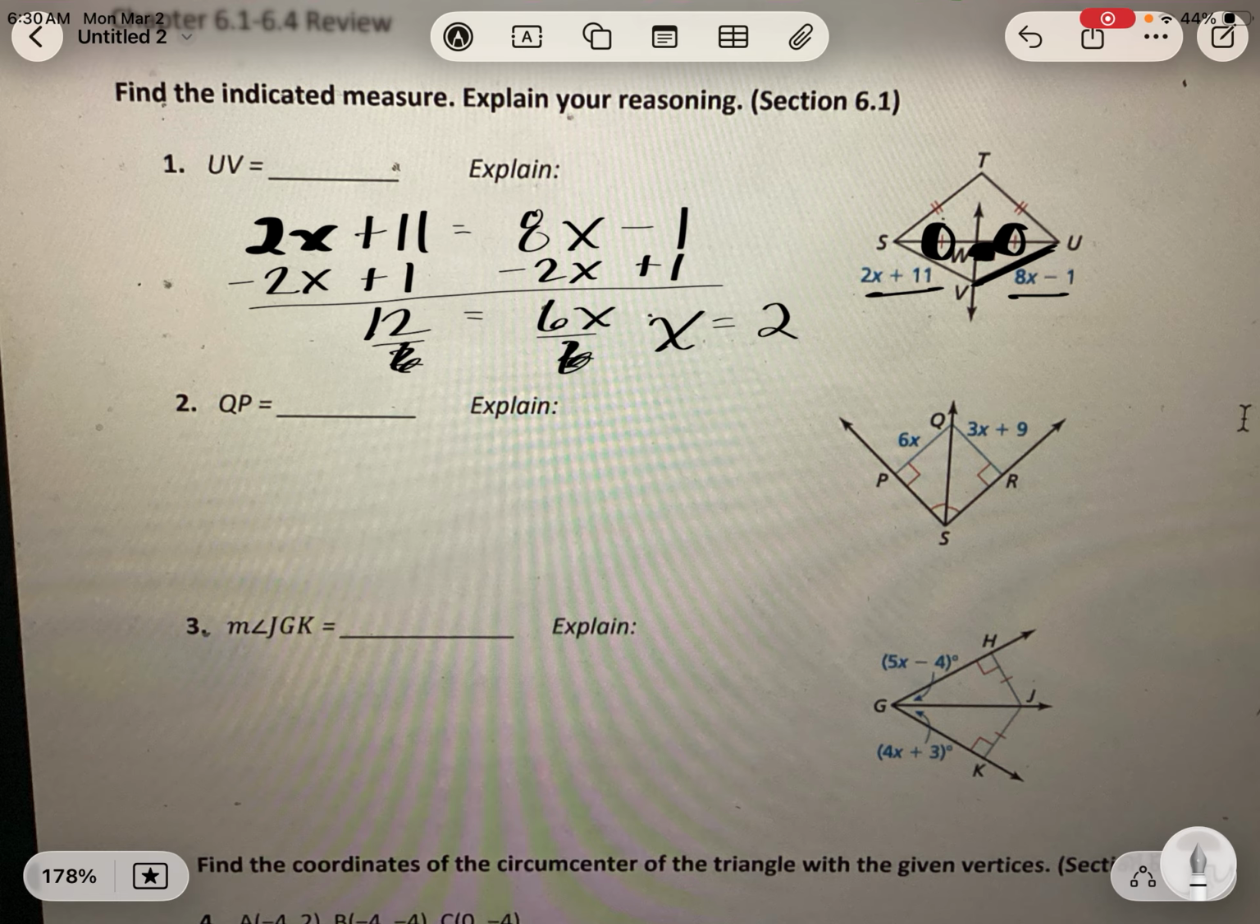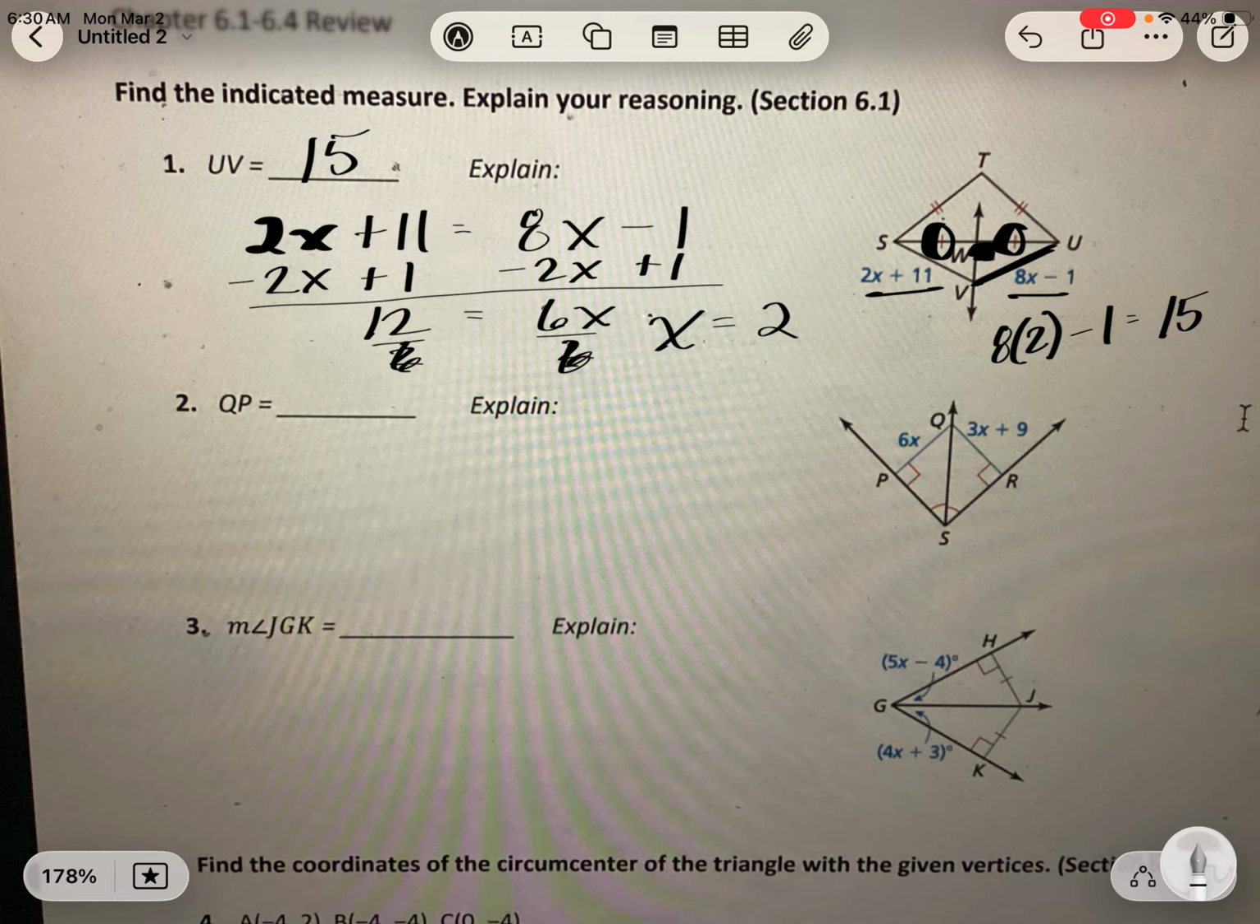X equals 2. Then to figure out how big it is, you put 2 back in there. So 8 times 2 minus 1, or 15. And the explanation would be that it's on the perpendicular bisector for that theorem. Okay.